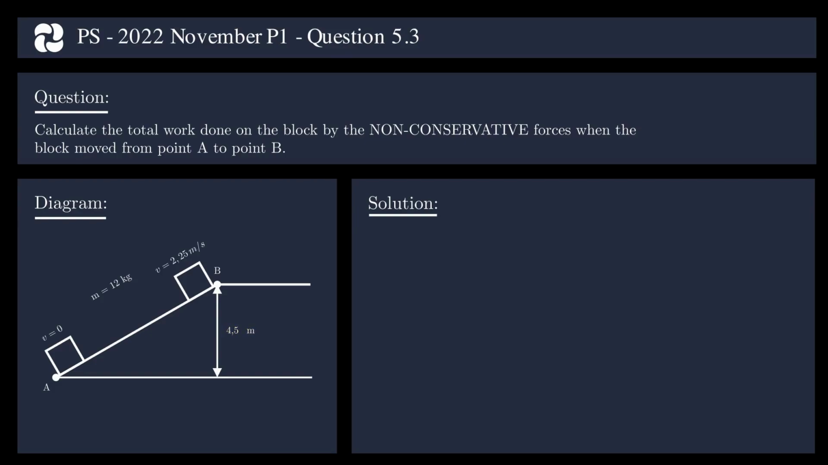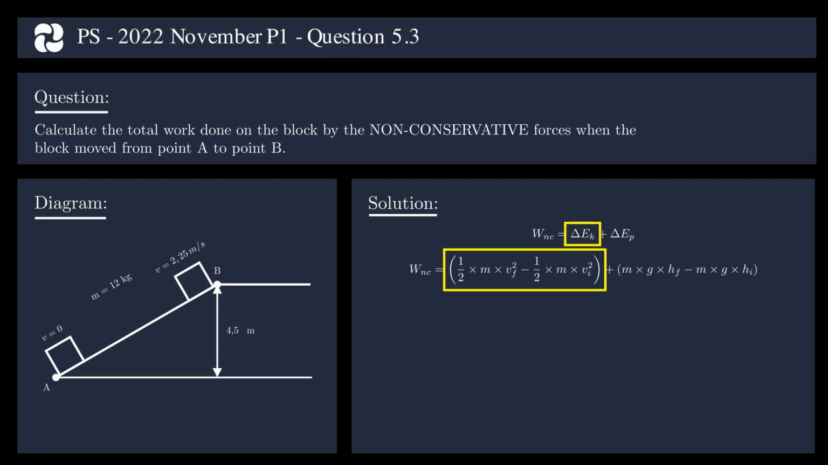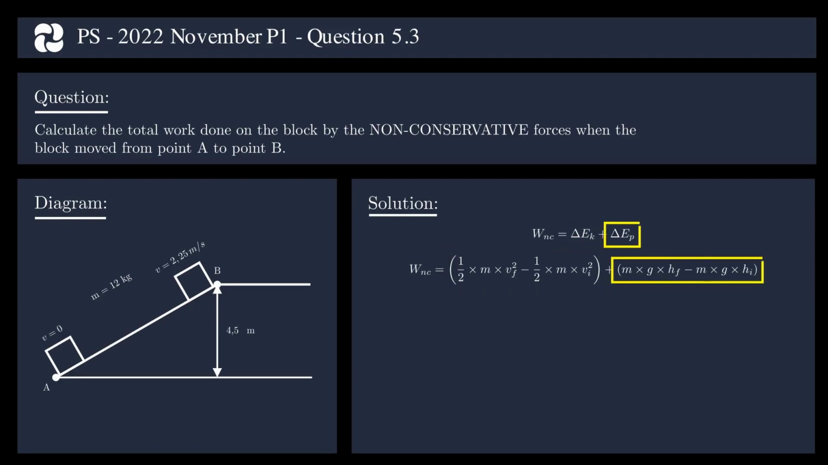According to the principle of conservation of energy, the work done by non-conservative forces equals the sum of change in kinetic and potential energies. The symbol delta denotes change, representing the final value minus the initial value. Kinetic energy is defined as half of the mass of an object multiplied by the square of its velocity, while potential energy is determined by multiplying the mass of the block by the gravitational acceleration and the height of the object.